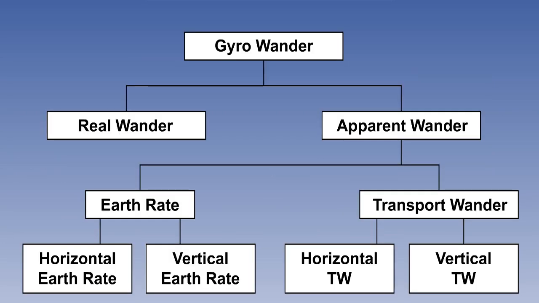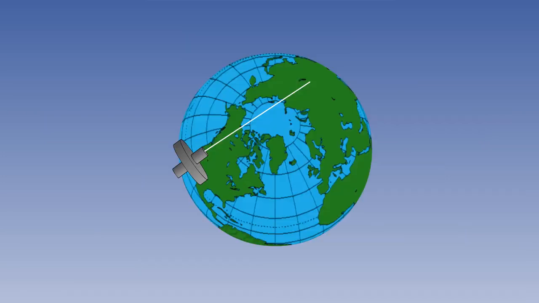As with Earth rate, there are two components of transport wander, horizontal and vertical. Let's start with horizontal. We've seen this before. Although transport wander takes place at the same time as Earth rate, we shall explain them separately for simplicity. So, disregarding Earth rate for a moment, imagine the Earth stopped in space, not rotating. We have an aircraft at Los Angeles with its gyro aligned with north up the local meridian.